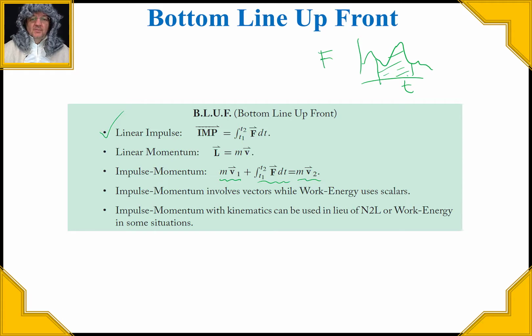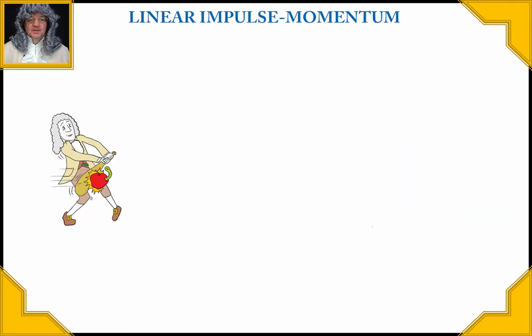Impulse momentum with kinematics can be used instead of Newton's second law or work and energy. So there's some interchangeability in the kinetics problems. One thing we should review is that we had kinetics so far in classes 6 and 7, where we covered Newton's second law. In classes 8 and 9, we had work and energy, and now we have impulse momentum, which is class 10. Classes 10, 11, and 12 are also kinetics for impulse momentum.